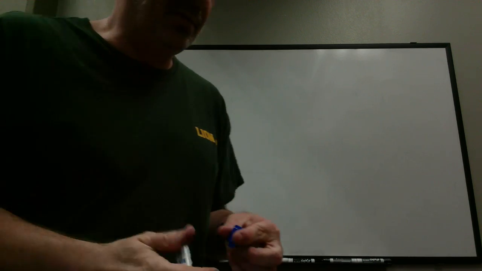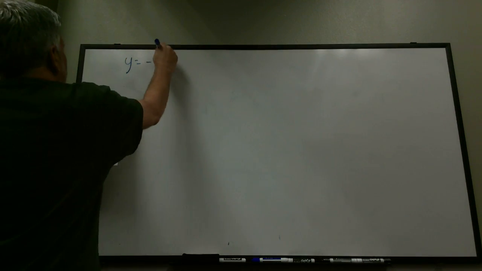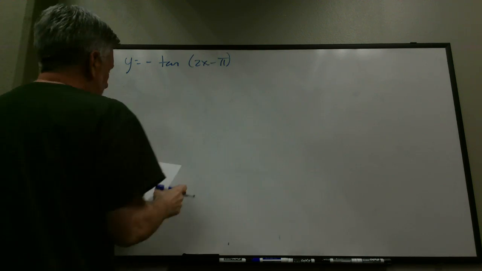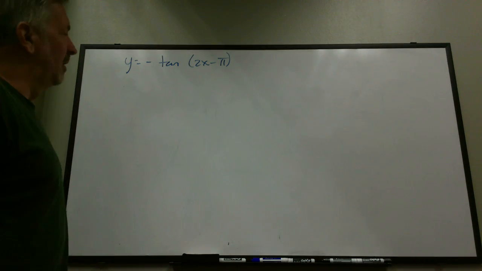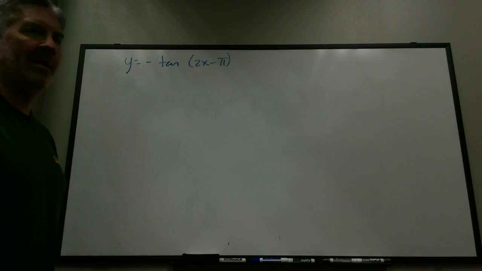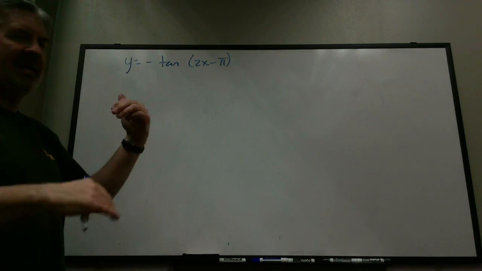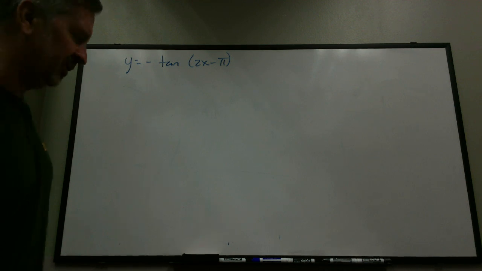We have 2 examples here. So it says sketch the graph of y is negative tangent of 2x minus pi over 2, for at least 1 period. Okay, so it's the same steps we did before with sine and cosine, except there's no amplitude. Remember, amplitude is how high and how low for sine and cosine. Tangent and cotangent go up and down forever. There's no amplitude, so don't write amplitude.